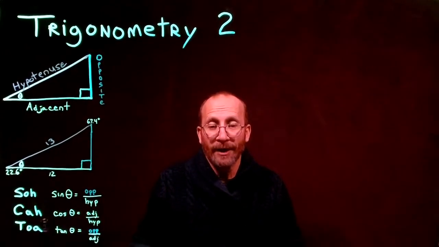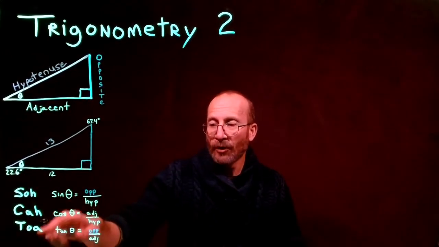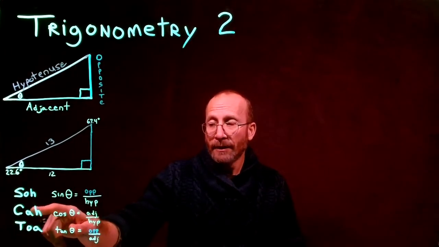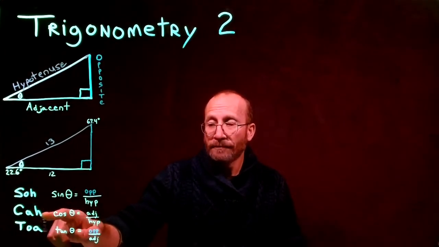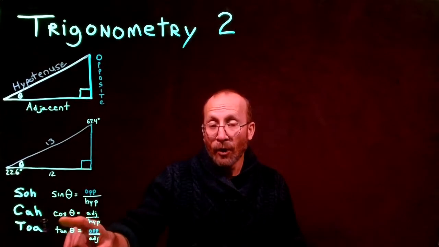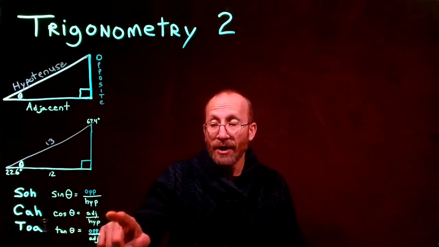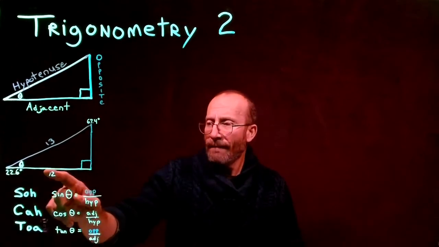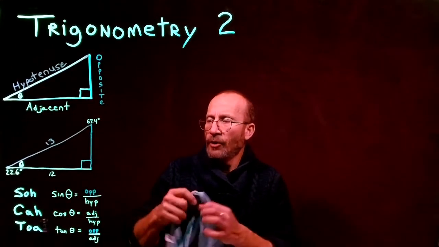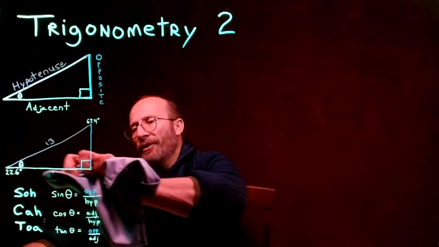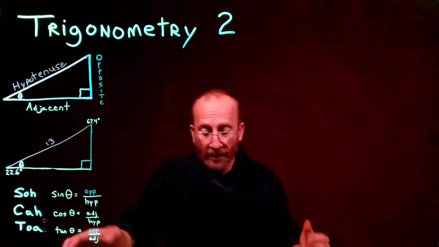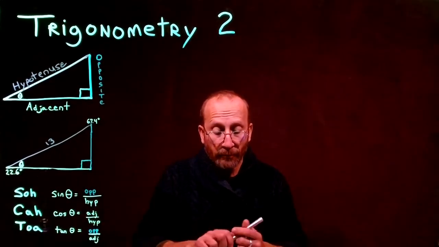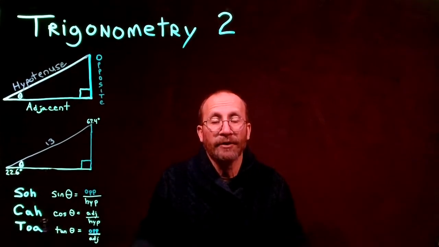We're going to do cosine. So SOHCAHTOA, this CAH, reminds us that the cosine of theta is the adjacent over the hypotenuse. That's it. So if we know the angle of 22.6 degrees, let's say we don't know the adjacent side. Well, we can solve it with this simple math.